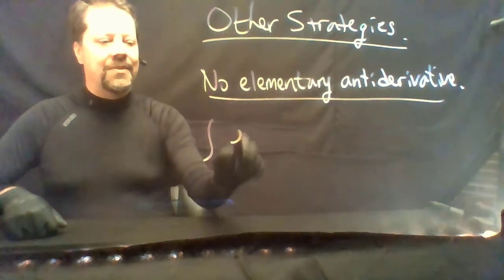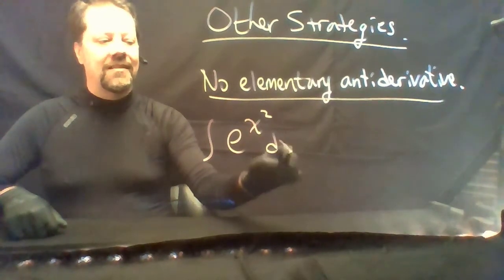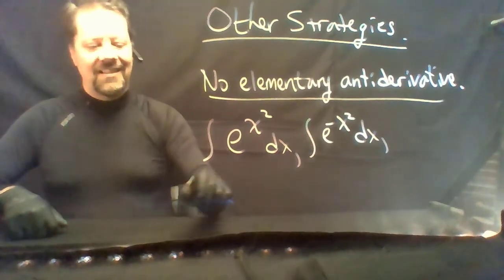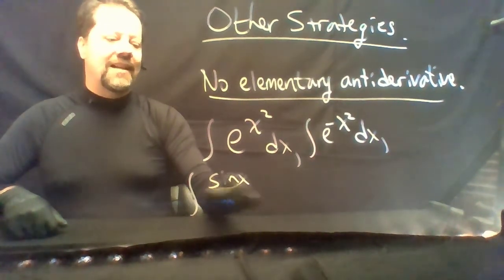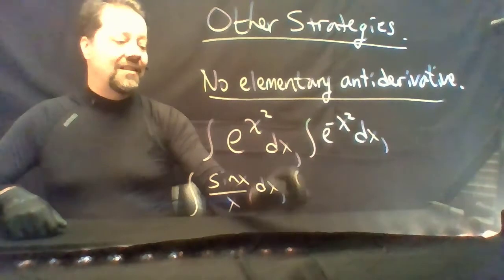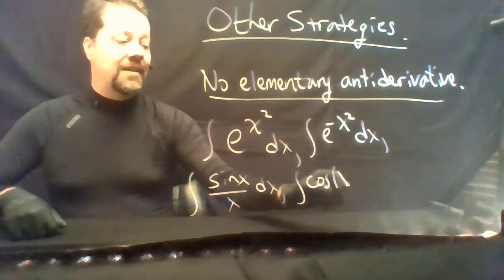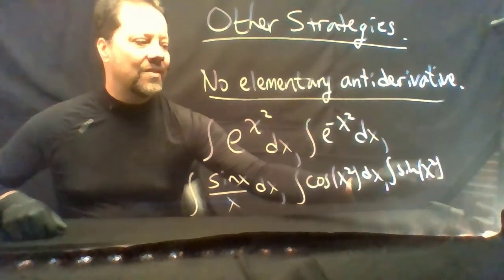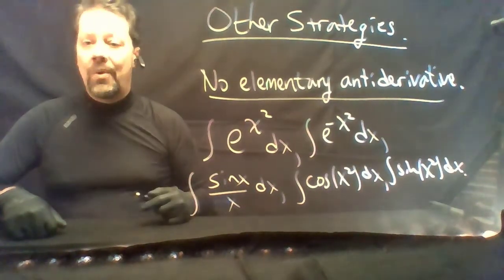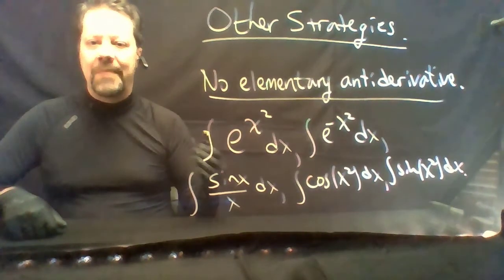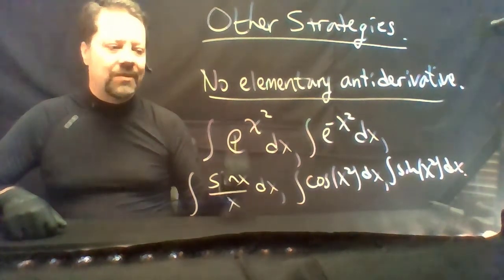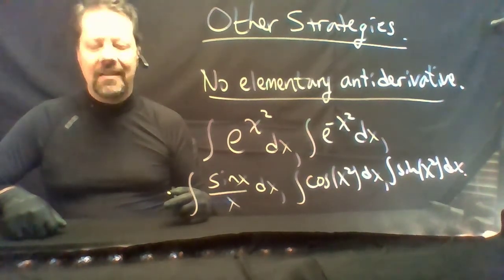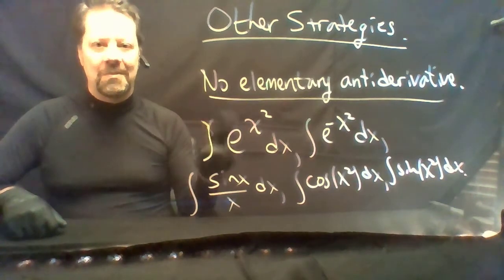Let me give you some examples. The integral of e to the x squared, the integral of e to the minus x squared, the integral of sine x over x, the integral of, say, cosine of x squared, the integral of the sine of x squared. These all have no elementary antiderivative, meaning it is not really possible for you to write down in a finite number of terms what the antiderivative is, unless you invent what are called special functions.